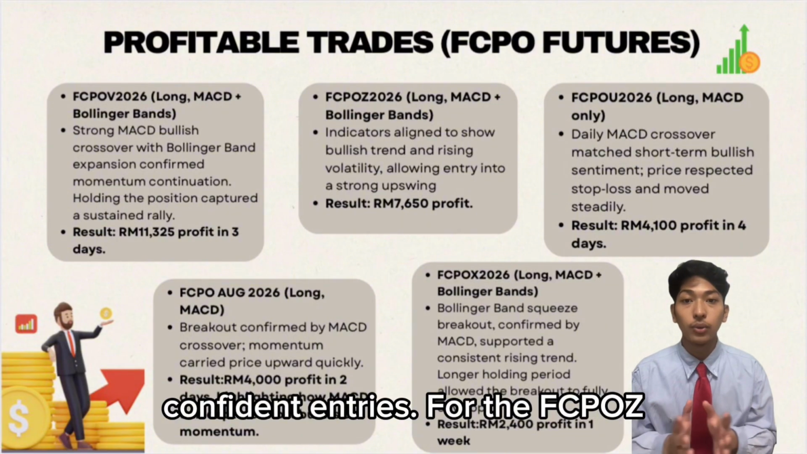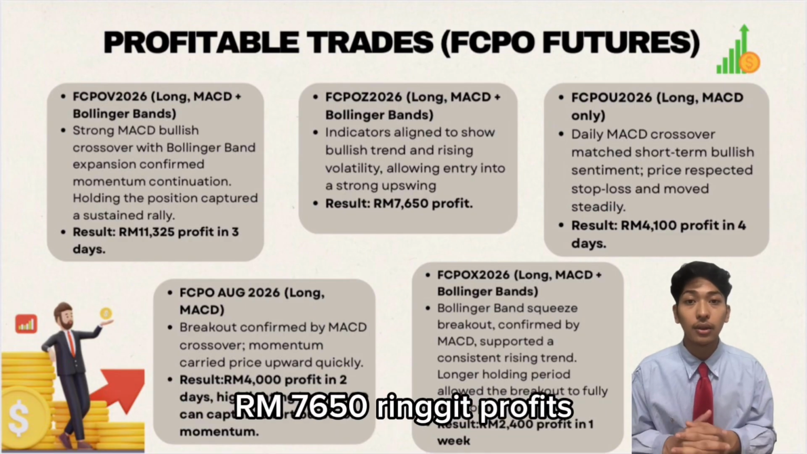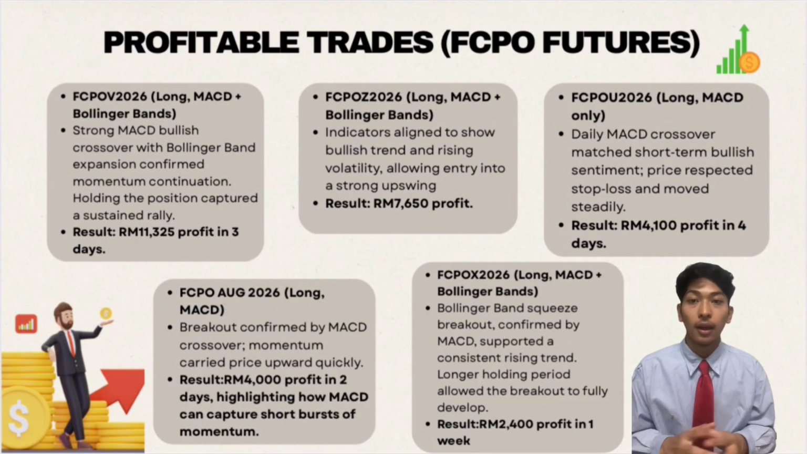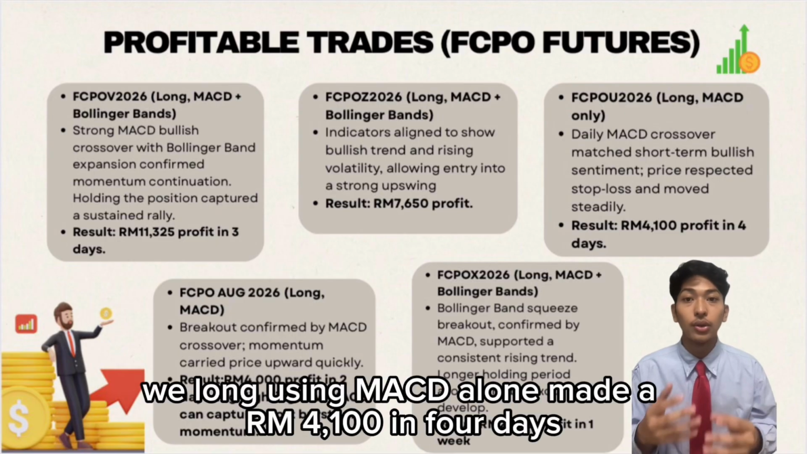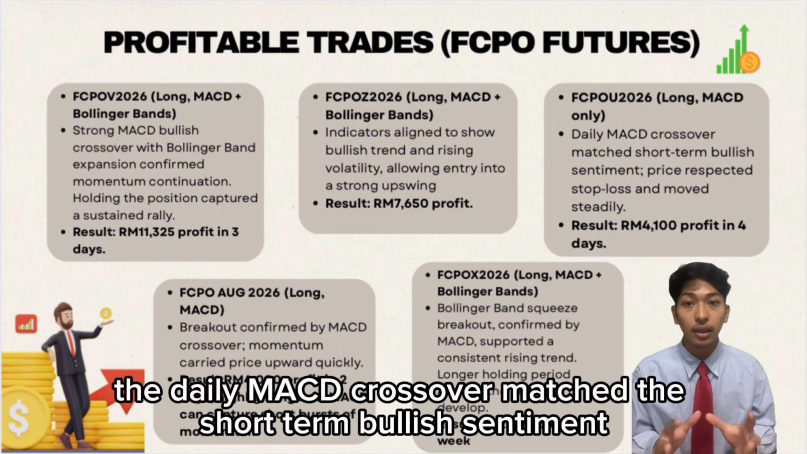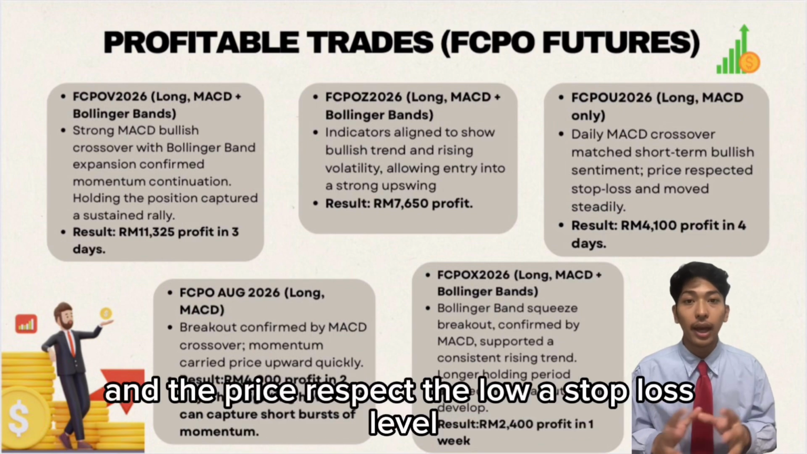For the FCPOZ, we long with the same combination that produced RM 7,650 ringgit profits, thanks to aligned bullish signal and rising volatility. For the FCPOU, we long using MACD and made RM 4,100 in 4 days. Here, the daily MACD crossover matched the short-term bullish sentiment and the price respected the stop loss level.